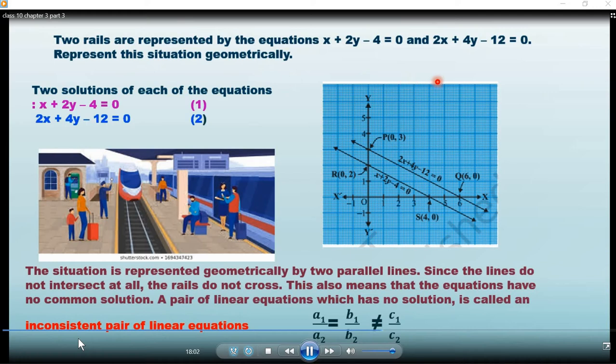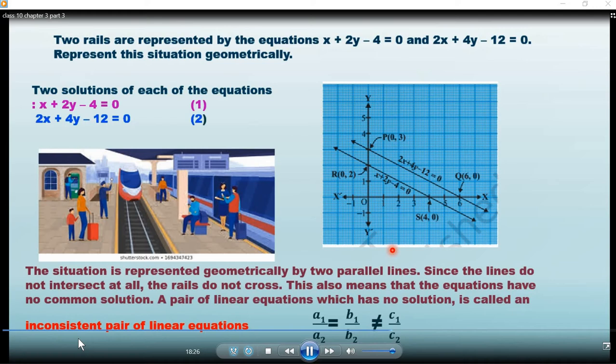The equations about the two rails are represented over here. These are the two equations, and the solutions are shown graphically over here. Already we have discussed this in the previous video. You can see that the graph has two parallel lines. Now what about two parallel lines? Do you see any solution?